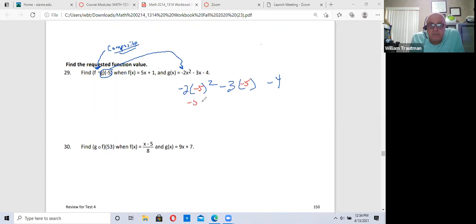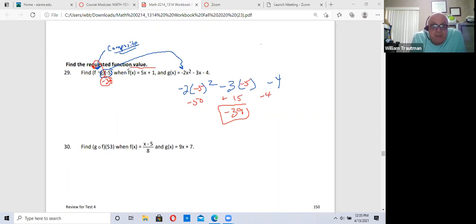-5 squared is 25 times -2 is -50, plus 15 minus 4. I think I get -39 here. When I do this math, I get -39. So this g(-5) equals -39. What you do now is put this answer into f.